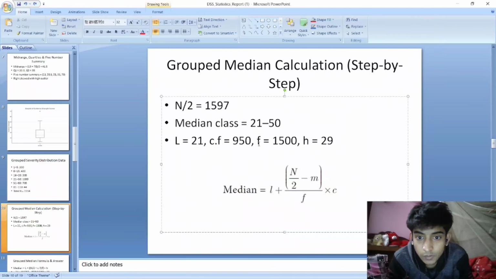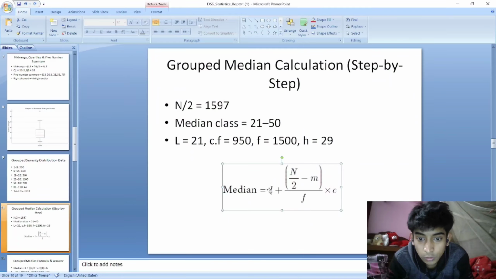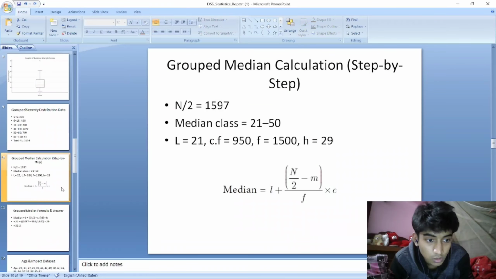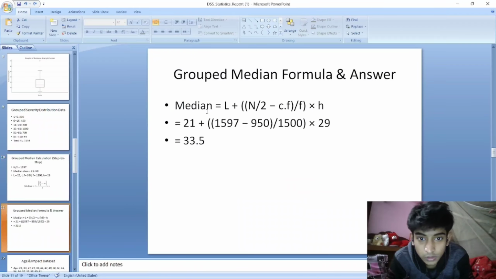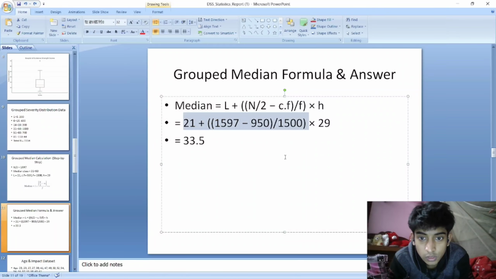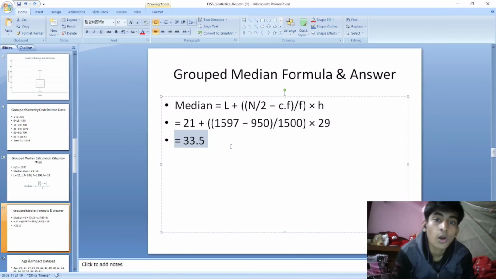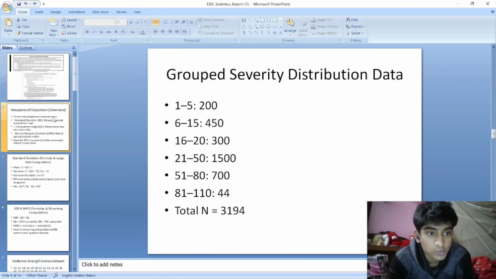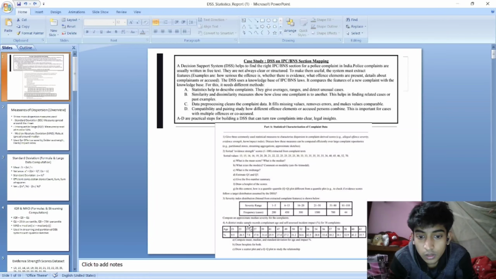And we take F, we take h, which is the class size. So lower limit plus n by 2 minus cumulative frequency, divided by f, times class size. After putting these values in the formula, we will get the approximated or grouped median as 33.5, right? So this question is also completed. Now let's see question 4.